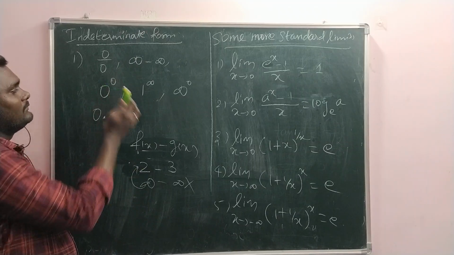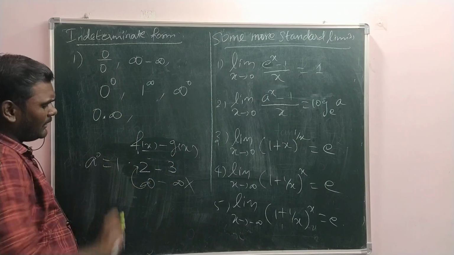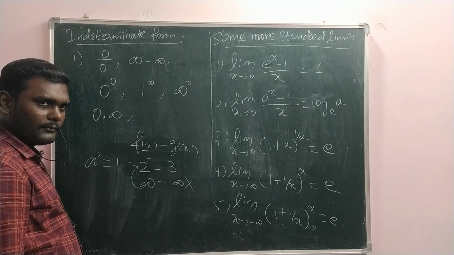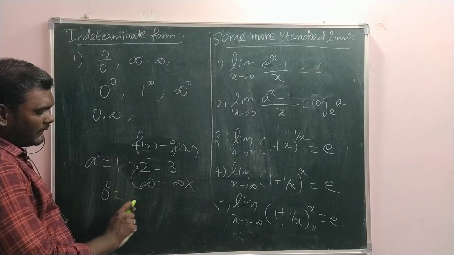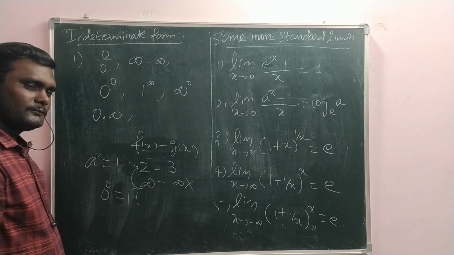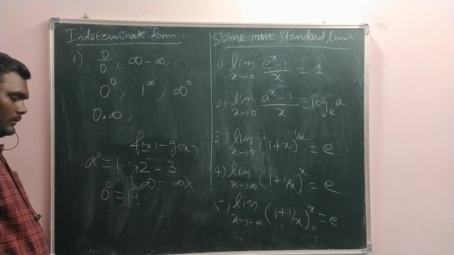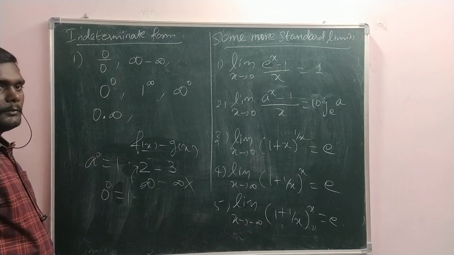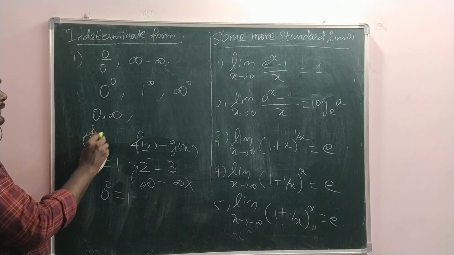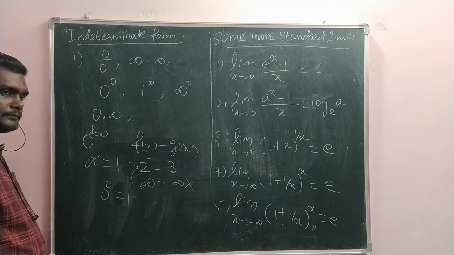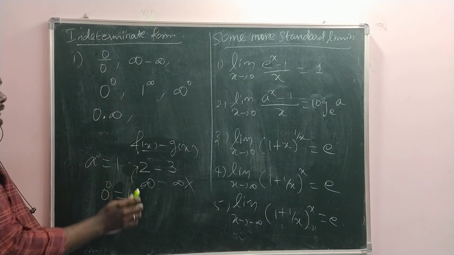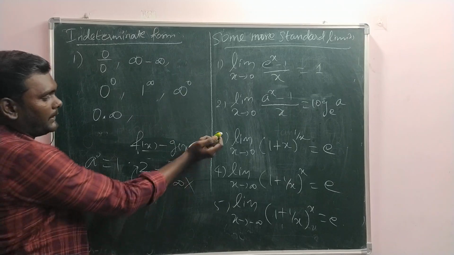Like the 0 power 0. What sir? Anything power 0, it is 1, is it or not? Then why is 0 power 0 an indeterminate form? That also should be equal to 1, right? Why unknown? Because here also 0 power some f of x will take. Like f of x power g of x will take.